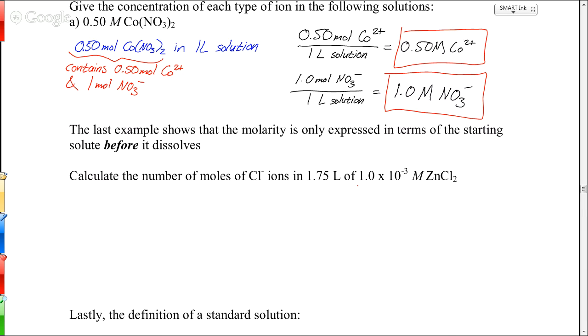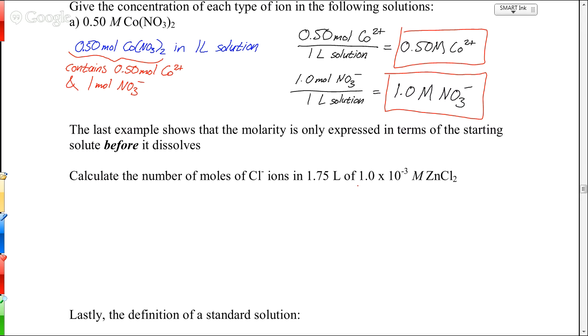It's going to be 2 times 10 to the minus 3, because you've got 2 chloride ions per formula unit of zinc chloride. See that? Because it's ZnCl2. Each formula unit of ZnCl2 has 2 chloride ions, and that means the concentration is going to be twice the concentration of the overall compound.